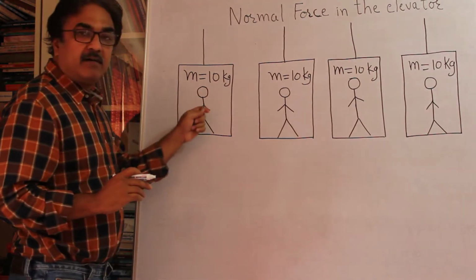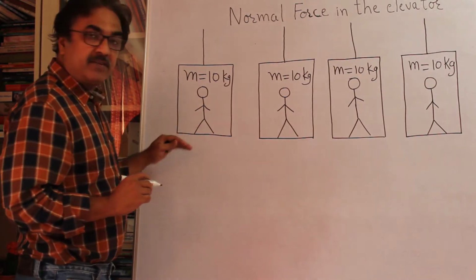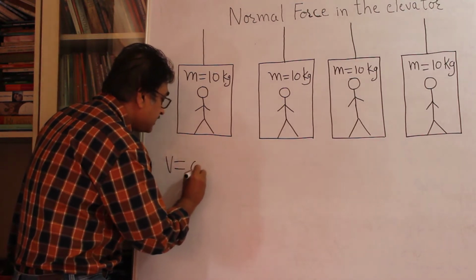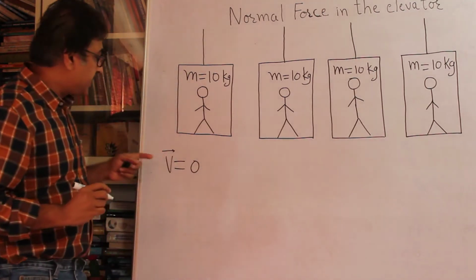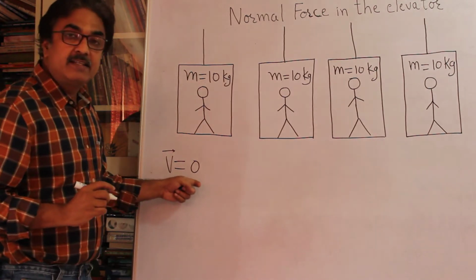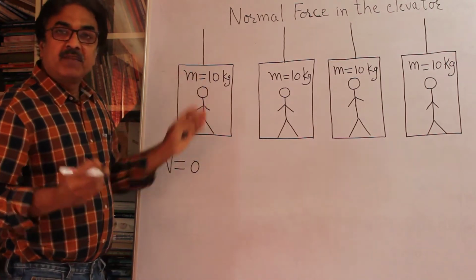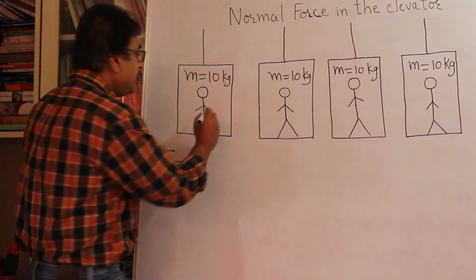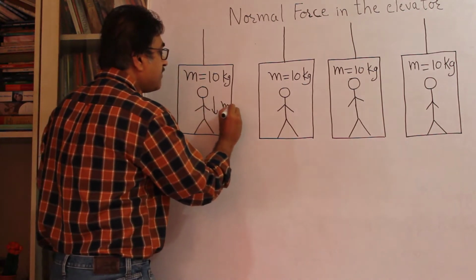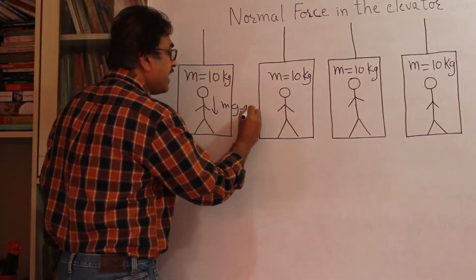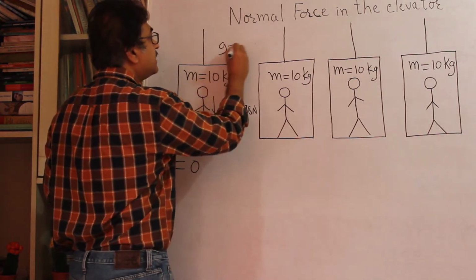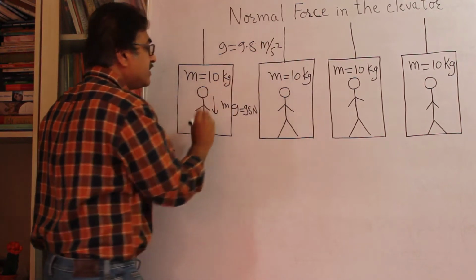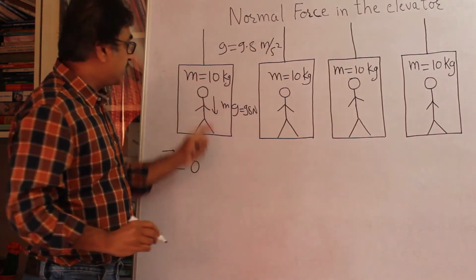Okay, so we start with the lift being stationary. This boy of 10 kg is in the lift. The lift is stationary, that means its velocity is 0. Velocity is a vector quantity, so I give a line here. So velocity is 0. What is the normal force? It's obvious that the downward force is m into g, that is 98 newtons. I'm considering g equal to 9.8 meters per second square. So 10 into 9.8 is 98 newtons downward.